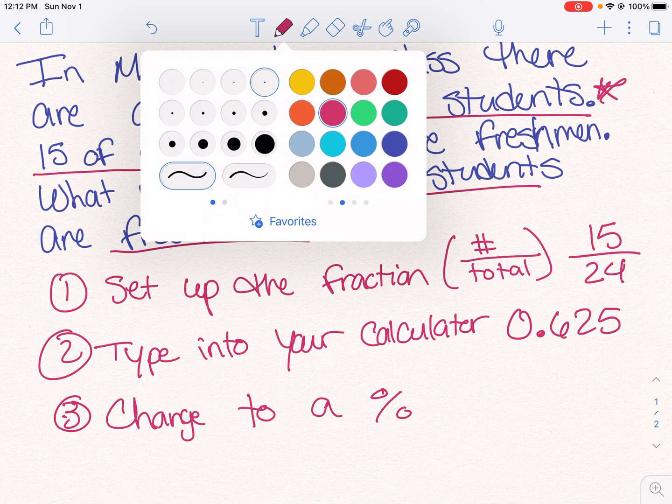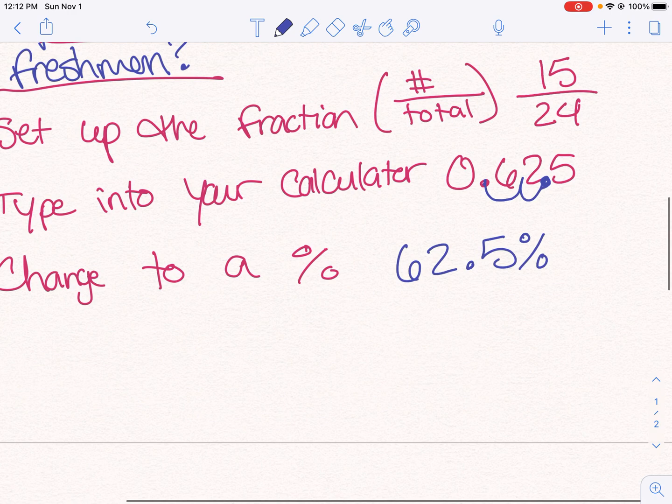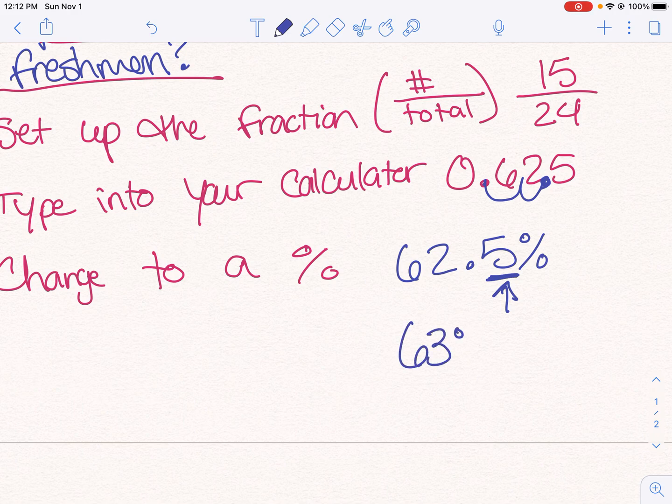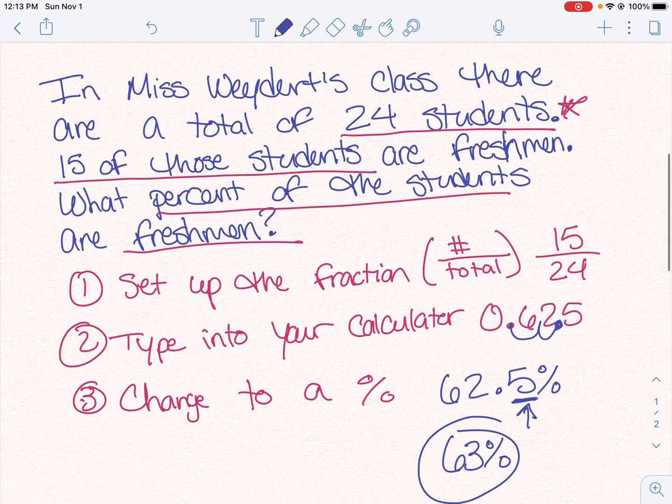0.625. So then our last step to change it to a percentage, you move it 1, 2. So in our case, it's 62.5%, or if we're rounding to the nearest whole number, since this 5, remember if it's a 5 or above, you give it a shove, so it really is 63% are freshmen. And that's how we can change fractions into percentages.